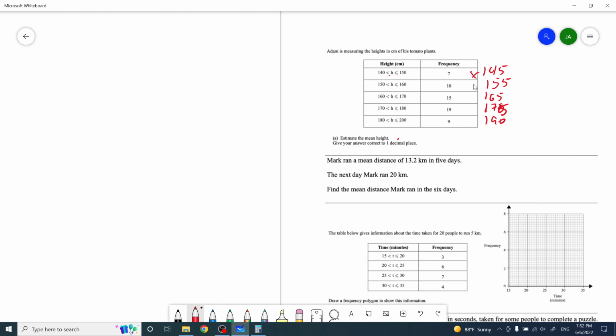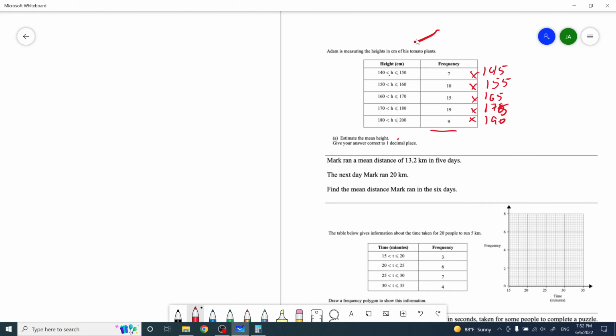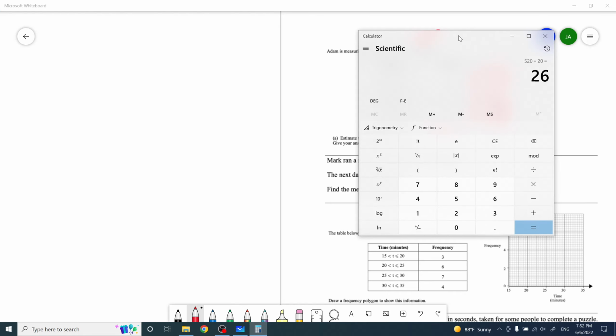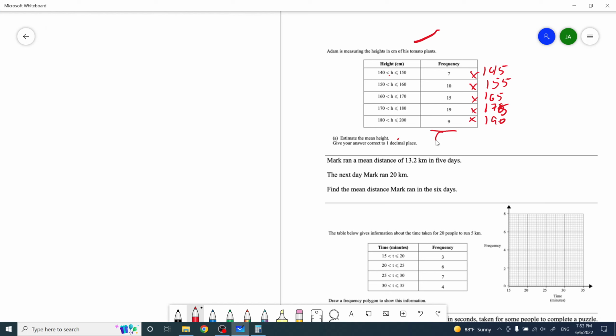So again, they ask for the mean, so we get mad. We multiply, we add, and we divide. Let's go ahead and add this up first because we're going to be using this in just a little bit, okay? So let's move our calculator over to this side now. Let's clear everything. So we've got 7 plus 10 plus 15 plus 19 plus 9. So in total, it looks like Adam has got 60 tomato plants.